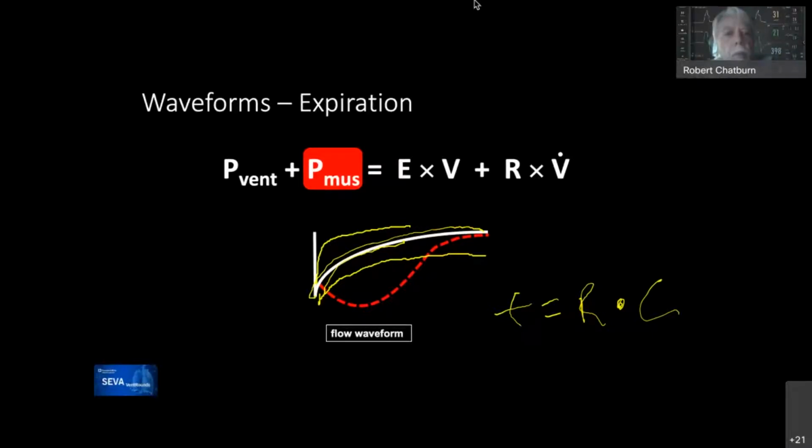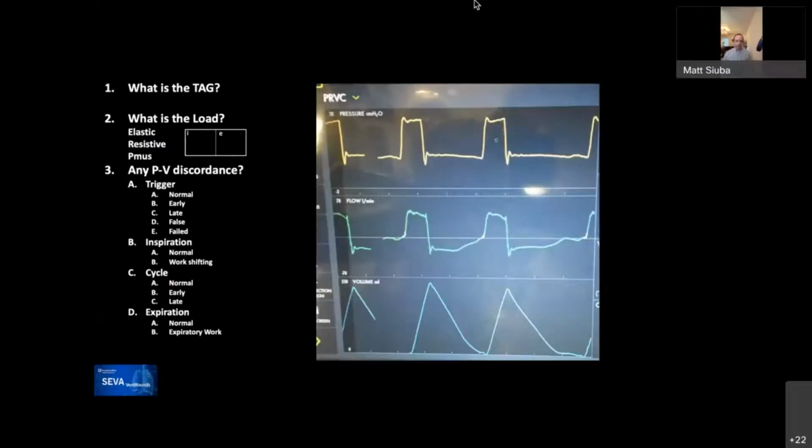So with that in mind, we'll head to the first case. We'll go through the normal process here, the tag, the load, any discordances. If Daryl can start the poll, we'll do the poll, and then we'll give you about 2.5 minutes to answer, and we'll come back.